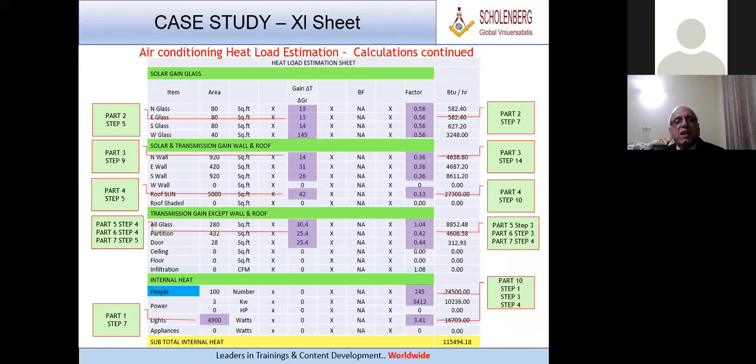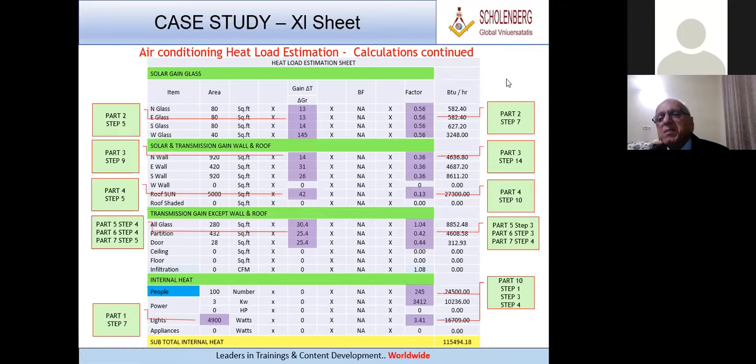Now, we have put up this Excel sheet. Once you've started from scratch and by the time you reach this, I'm quite sure most of you forget how it was. So in this Excel sheet, we have given a case study. For example, this factor, where did it come from? This came from part number 2, step number 5. So go to that and you'll find exactly how this came about.